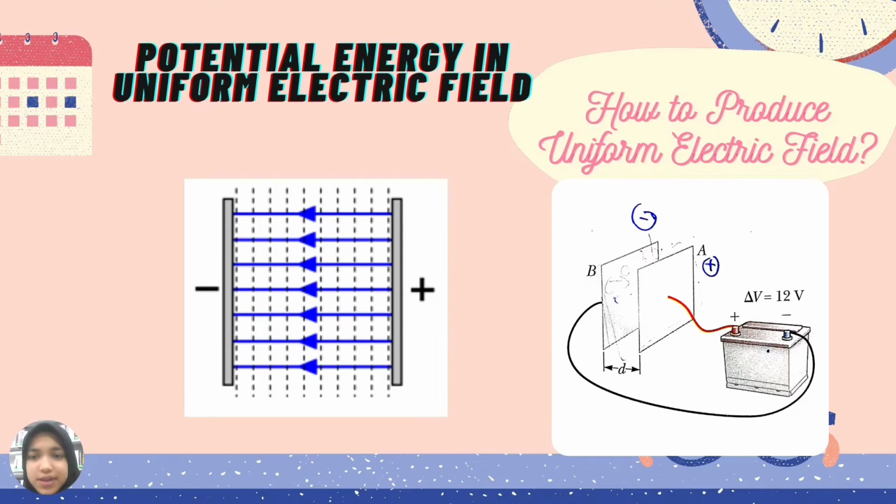Since the field lines are parallel and the electric field is uniform between two parallel plates, a test charge would experience the same force of attraction or repulsion no matter where it is located in the field. Field lines always point from regions of high potential to regions of low potential.